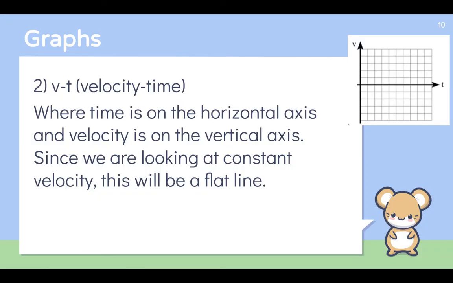This is a VT graph, and we kind of talked about these last time. A VT graph is a velocity time graph. This is where time is on the horizontal again, but notice it's in the middle of the axis, right? And velocity is on the vertical axis. And again, since we're looking at a constant velocity, this will actually be a flat line because the velocity is constant.